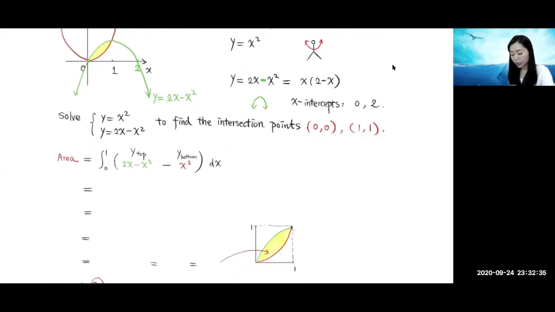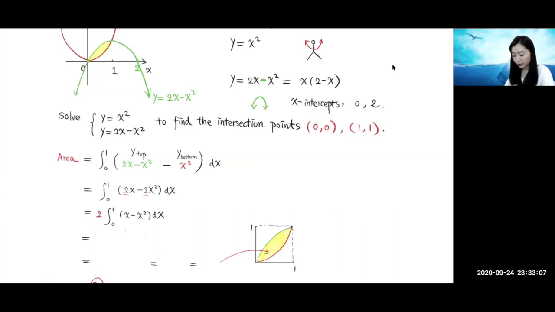The first thing we do here is simplify this integral if possible. We can combine these two like terms right here. So we get 2x minus 2x squared. To integrate this, we can take out this common factor 2. It's a constant multiple, so we can take it out.